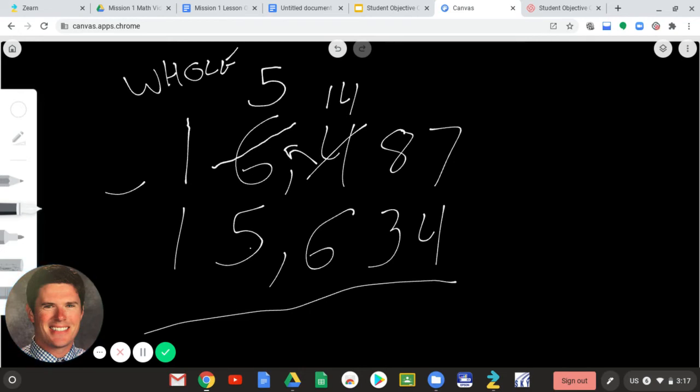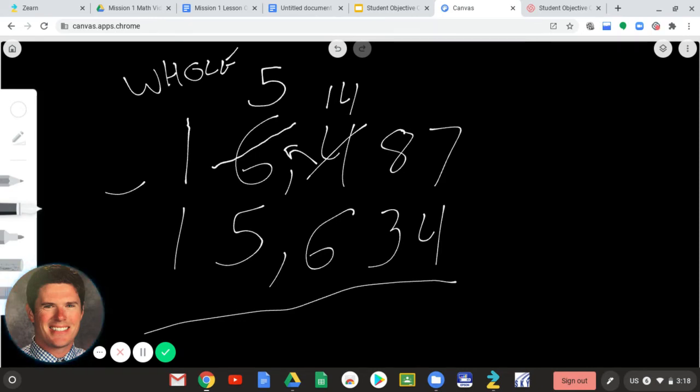Can I do 5 minus 5? Yes, I can do 5 and take away 5 from it. Can I do 1 take away 1? Yes, I can do that. Now I can solve. Notice I did all my borrowing first, and now I'm going to go through and solve.